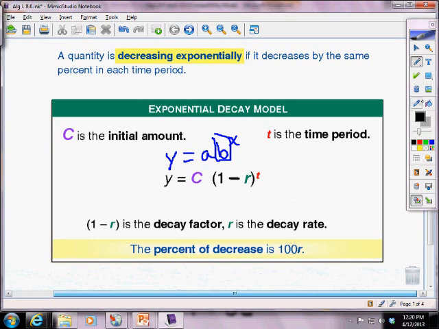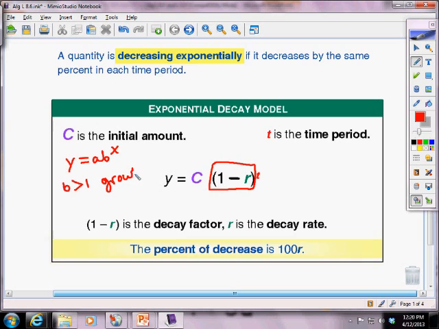Let's go back to our original model here. Here's how you know whether you have growth or decay. It's all based on this figure right here, on your growth factor or decay factor. Let me use the other formula here. Y equals A B to the x. If B is greater than 1, it's growth. If B is between 0 and 1, we're not going to deal with negatives, then it's going to be decay.